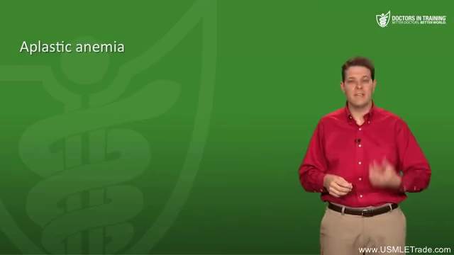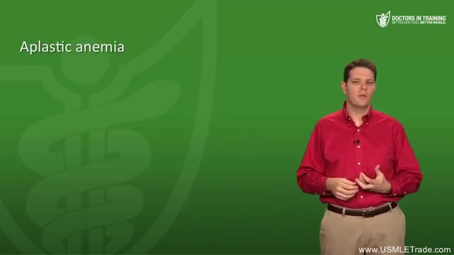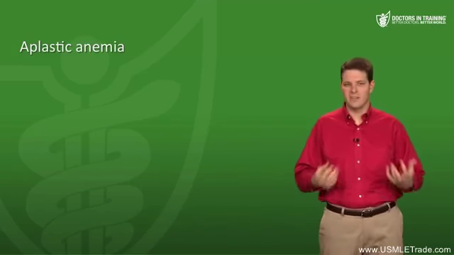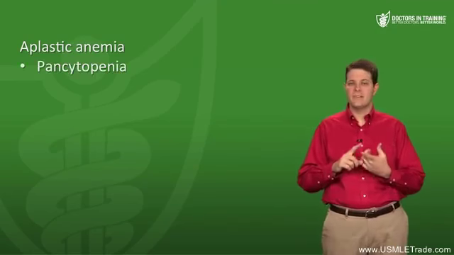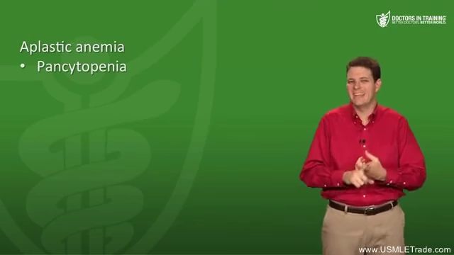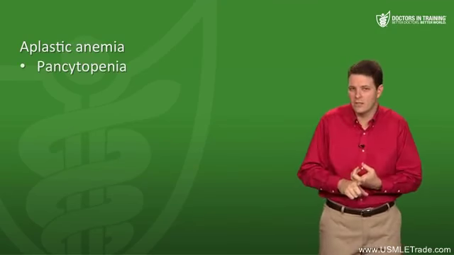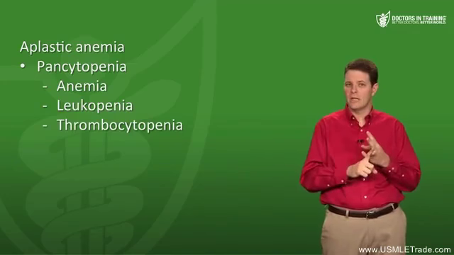Moving on then to aplastic anemia. Aplastic anemia is where the marrow just gives up and quits making cells altogether. So you might see pancytopenia, or failure of the marrow to make any cell lines. So you can have anemia, leukopenia, and thrombocytopenia. No red cells, no white cells, no platelets.